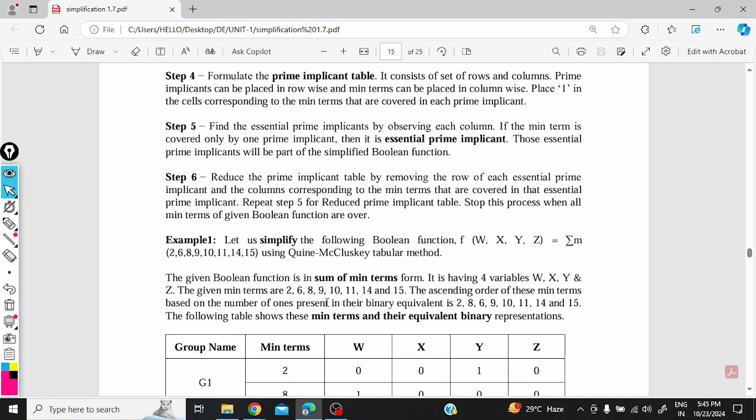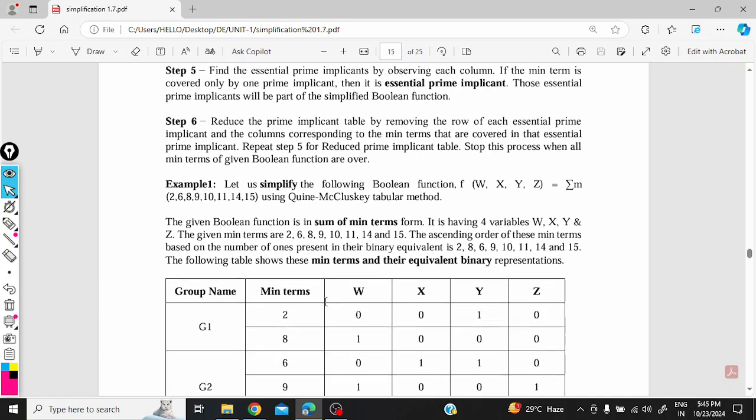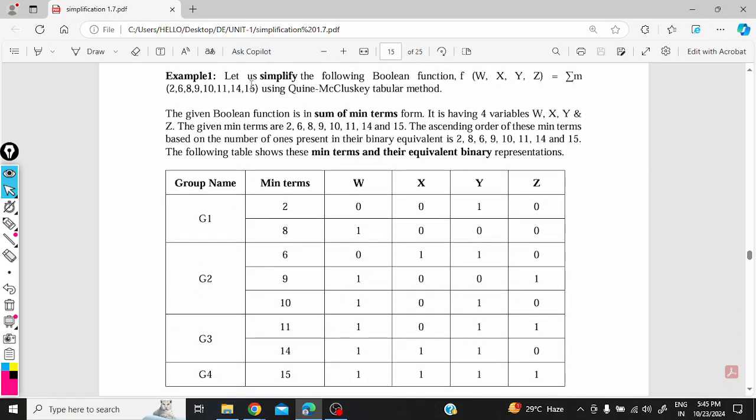Now, let's see an example so that we will understand all these steps. Here you can see W X Y Z, a four variable expression: summation m of 2, 6, 8, 9, 10, 11, 14 and 15 using the Quine-McCluskey technique. Now I have all the minterms, having single ones, two ones, three ones, and four ones. So I'm grouping according to that.